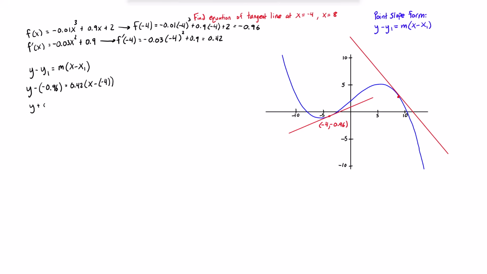So we can just distribute the 0.42 across both and then subtract 0.96 from each side, and we're left with y equals 0.42x plus 0.72, which is the equation of this tangent line in the form of y equals mx plus b. From reading this, we can also see that the slope is definitely 0.42, and the y-intercept is going to be 0.72. Pretty cool. All right, so that one is finished. Let's go and do the other tangent line now.